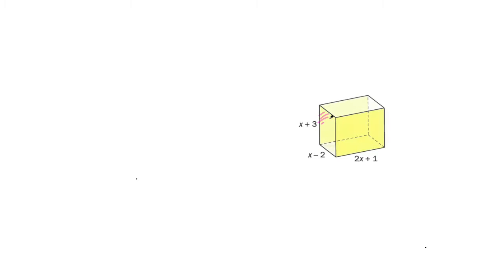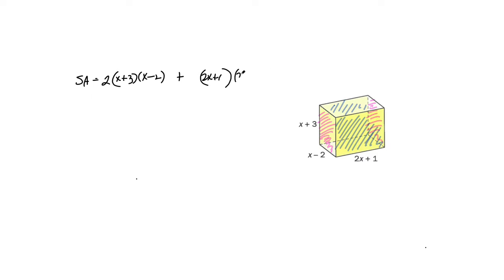Okay, so surface area. That face right there, there's one here and one at the back there. So surface area is going to be x plus 3 times x minus 2, and you want to double that. And this face right here, there's also one there, and there's one on the back here as well, right? So that's 2x plus 1 times x plus 3.